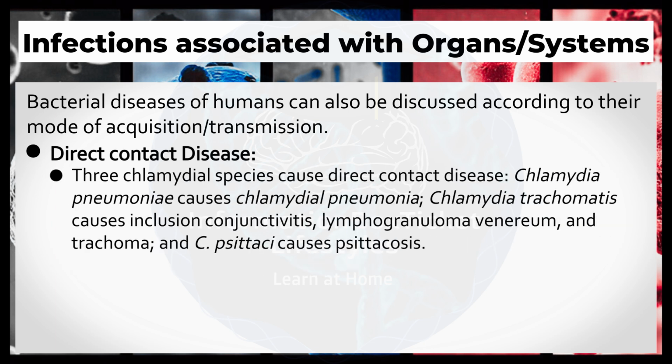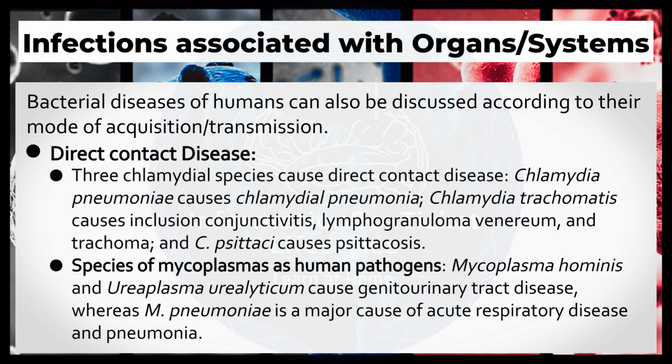Chlamydia pneumoniae causes chlamydial pneumonia. Chlamydia trachomatis causes inclusion conjunctivitis, lymphogranuloma venereum, and trachoma. And C. psittaci causes psittacosis. Species of mycoplasmas as human pathogens, Mycoplasma hominis and Ureaplasma urealyticum, cause genitourinary tract disease, whereas M. pneumoniae is a major cause of acute respiratory disease and pneumonia.